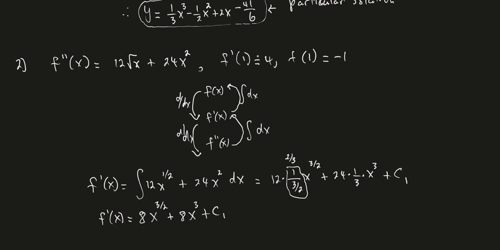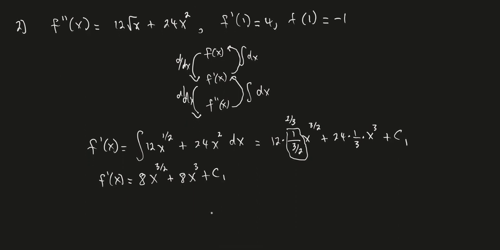So now this is telling me that when x is equal to 1, the first derivative, that's my f prime, that's equal to 4. So that allows me to figure out what c1 is. So let's write that down. So when x is equal to 1, f prime is equal to 4. So that gives me an equation that I can solve.